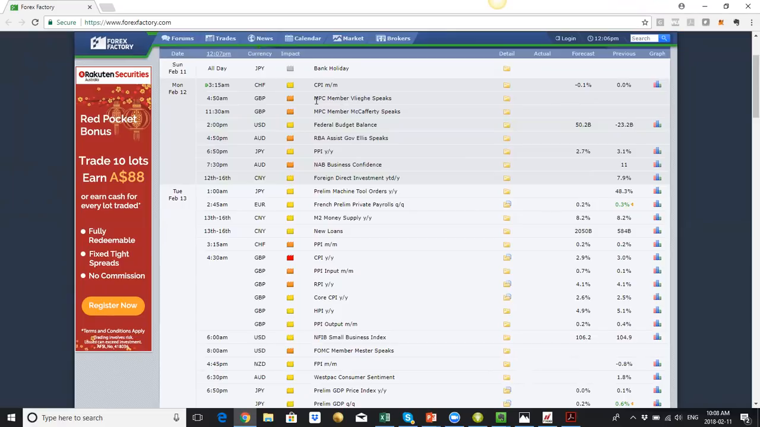Coming up now, we do have MPC members speaking. These will cause volatility because last time Bank of England was actually hawkish in their outlook. They were talking about a potential interest rate hike in November of 2018, later in the year. That's the guidance they provided to the market, and that's why we saw the British pound jump up a lot after the Bank of England came out.